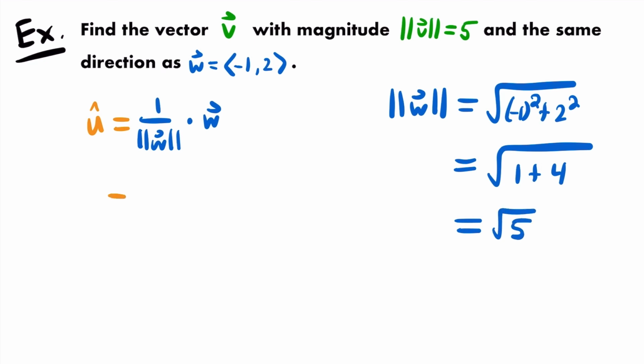So our unit vector for vector w will be equal to 1 divided by the square root of 5 times vector w, which I'm now going to replace with this right here, what it's equal to.